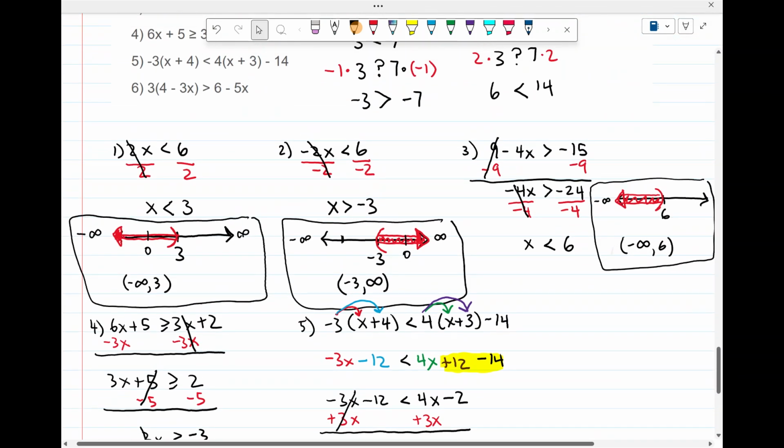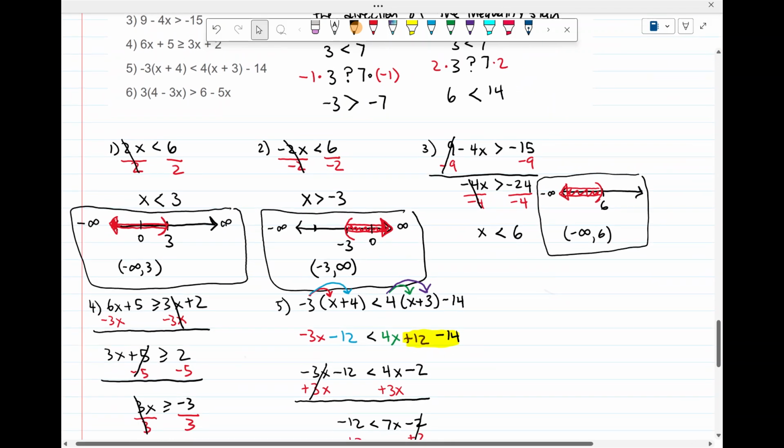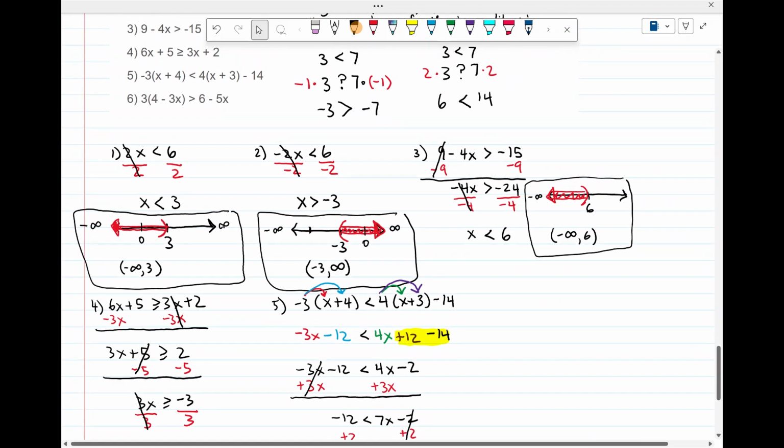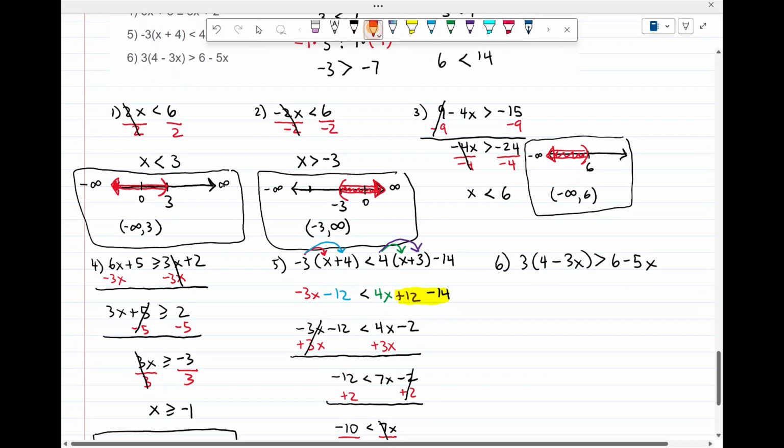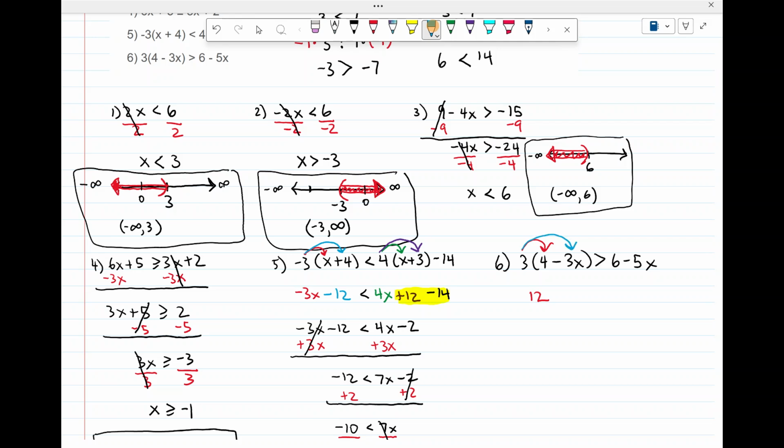All right, we've got one more example to go over, which is number 6, which is 3 times 4 minus 3x is greater than 6 minus 5x. Again, I'm going to do my distributive property. 3 times 4 is 12. 3 times negative 3x is negative 9x. Bring everything else down.